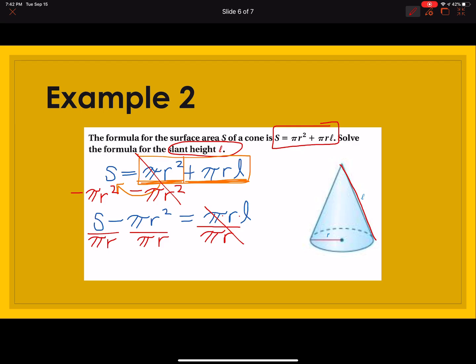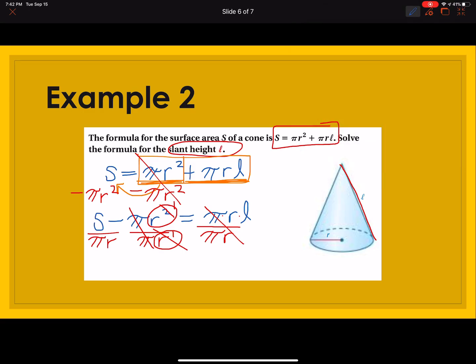Now, if you'll notice, this pi can also cancel out. Also, when we're looking at this, we have an r squared. Now, if you pay attention to that part, we have an r in the denominator. The denominator r is understood to have an exponent of 1. So if I have r squared and I'm dividing it by r to the first power, I'm actually going to be able to cancel out one of those r's because it simplifies. Dividing a number by itself equals 1.